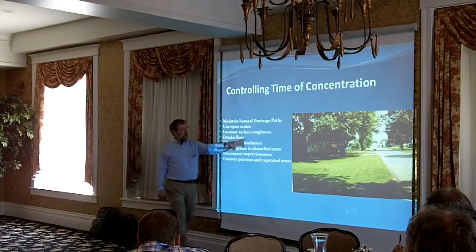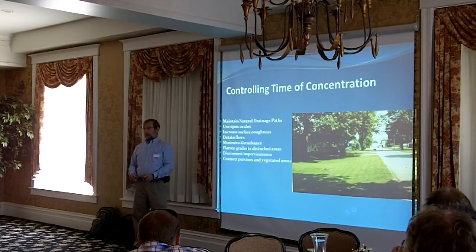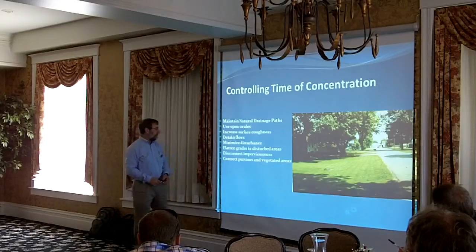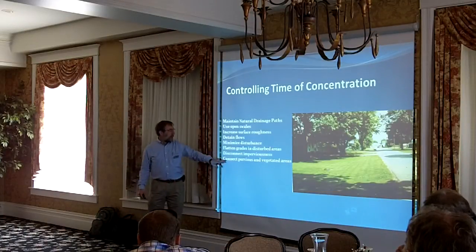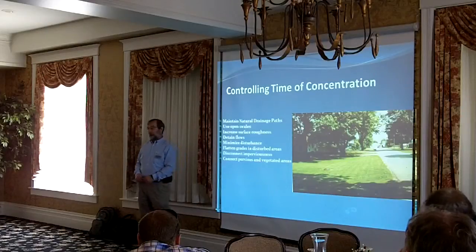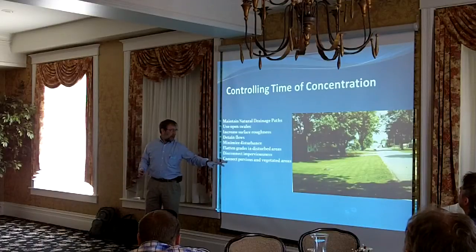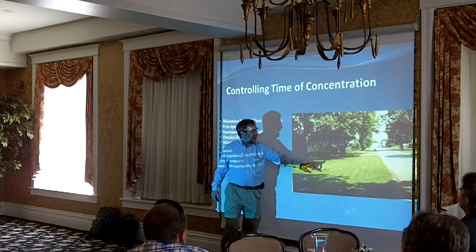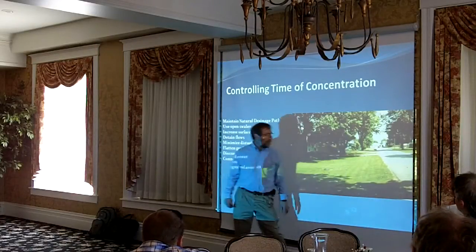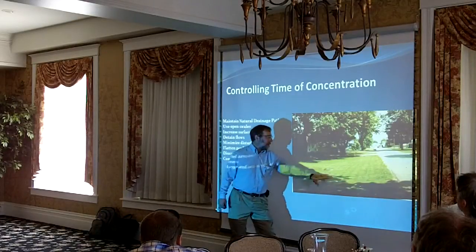Minimize the disturbance. So if you can leave the big trees, that is really going to help you a lot. Flatten grades in disturbed areas, so you don't have a steep slope. Disconnect any imperviousness, and connect pervious and vegetative areas. The example here is, instead of a curb and gutter, this is a very, very simple system. The water runs off this road in sheet flow, so it's going through the grass.